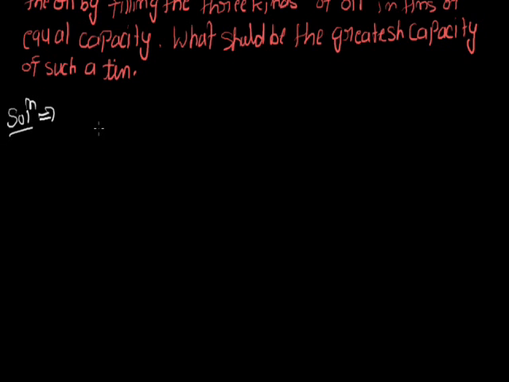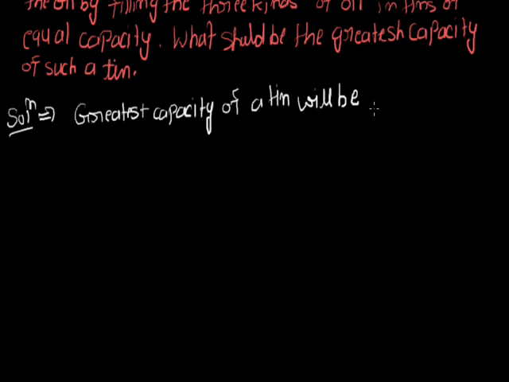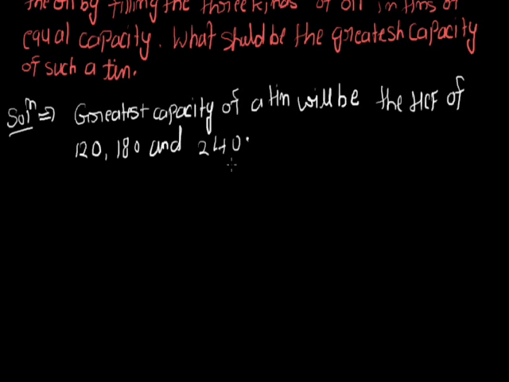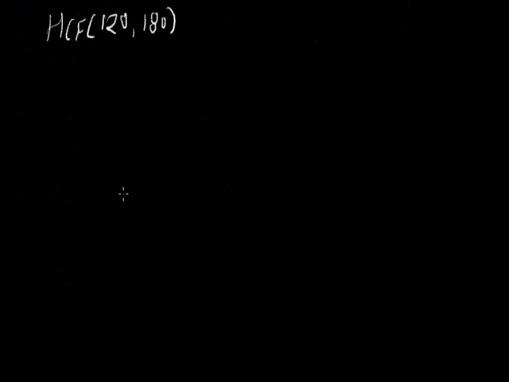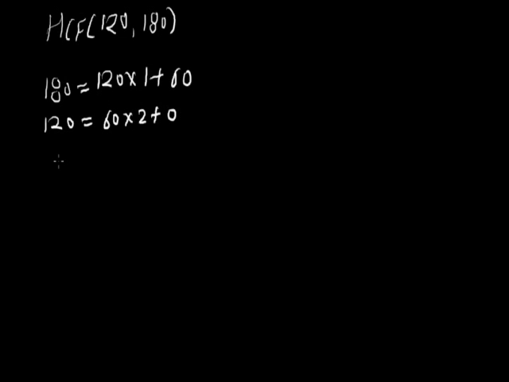How we will solve this question? Okay, greatest capacity of a tin will be the HCF of 120, 180 and 240. Okay, so let us find the HCF of 120 and 180. So for this purpose we will divide 180 by 120. When 180 is divided by 120, quotient is 1 and remainder is 60. In the second step we will divide 120 by 60, quotient is 2 and remainder comes out to be 0. So HCF of these two numbers is equals to 60.